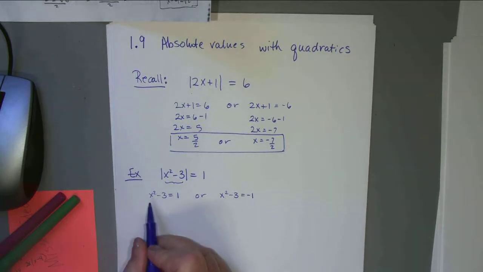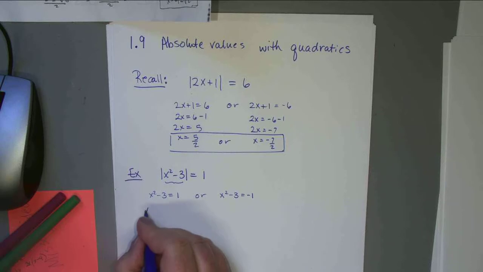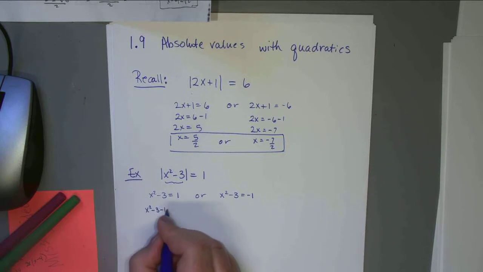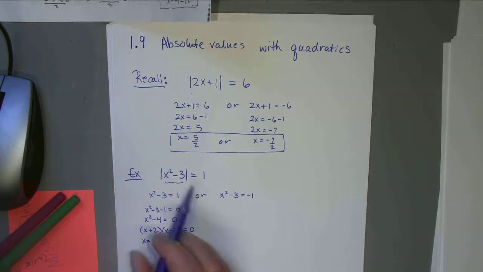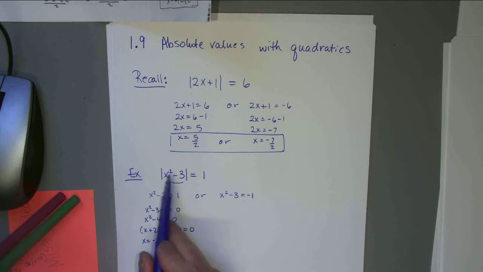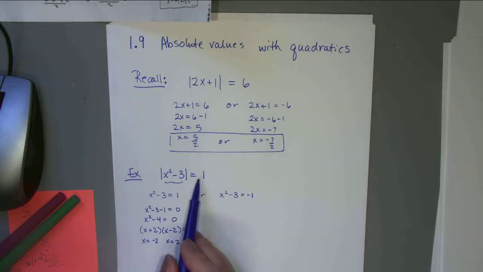So in order to solve a quadratic equation, you move everything to one side. This is the difference of squares. So x equals minus 2 and x equals 2. So plugging a minus 2 in here, we'll end up with a 1. Plugging a positive 2 in here, we'll end up with a 1. So these are both two answers that will give us a 1.